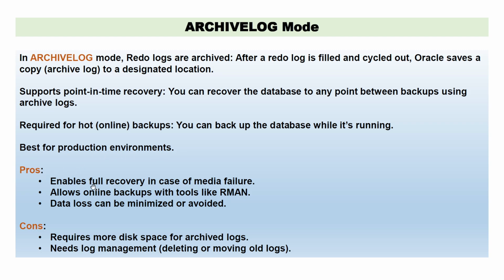What are the pros? Enables full recovery in case of media failure, allows online backups with tools like RMAN. Data loss can be minimized or avoided. What are the cons? Requires more disk space for archive logs, needs log management, deleting or moving old logs, because archive logs will fill up your disk. You need to either move them or delete them after taking the archive log backup.